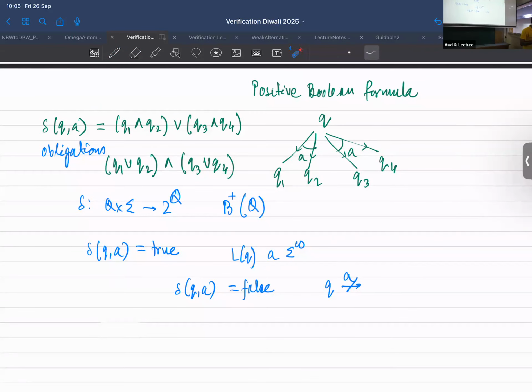Now the question is, how would you like to... so if your initial state is like this, if small q is the initial state, how can you write this using just the universal and the existential states? Yeah. So let's say everything is accepting from here. Right? So you just have some transition sigma, on the sigma you are just accepting everything.